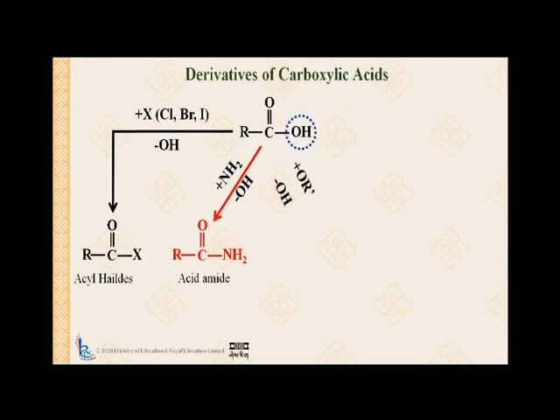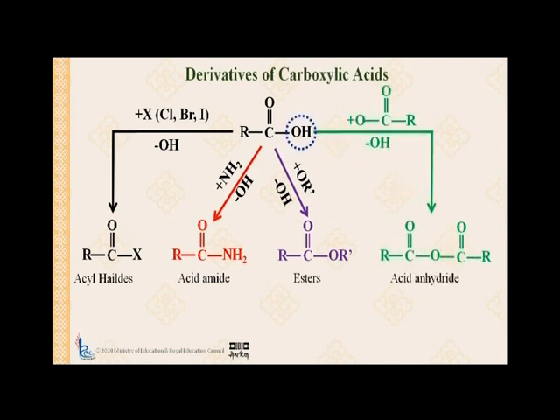Similarly, if we replace OH with OR, known as the alkoxy group, then we get a derivative whose general formula is RCOOR, known as esters. Finally, if OH is replaced by RCOO, then we get RCOOCOR, known as acid anhydride, and acid anhydride is the general name of the compound in which OH is replaced this way. So we can see that there are 4 derivatives of carboxylic acid, and we are going to study each of them.